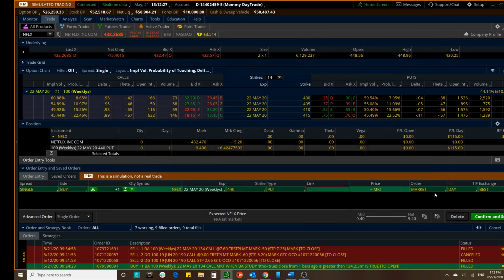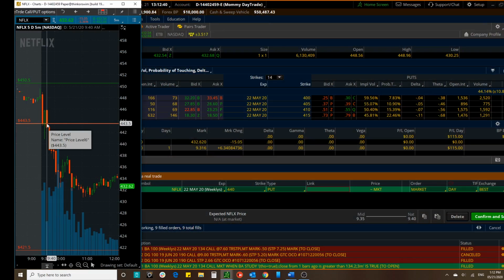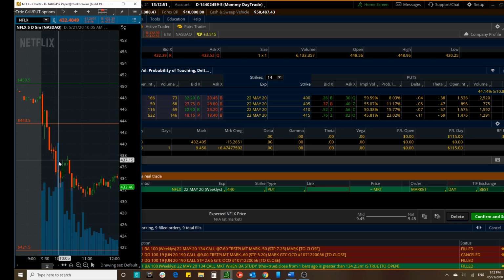Then confirm and send. So what it will do is, when this candle at 9:40, that candle close was below 443.5, so on the opening of the next candle our order will get executed automatically, and then you can ride your profit as you wish.